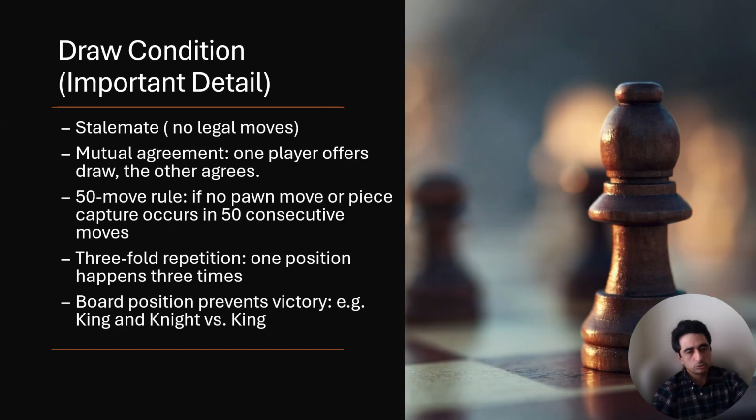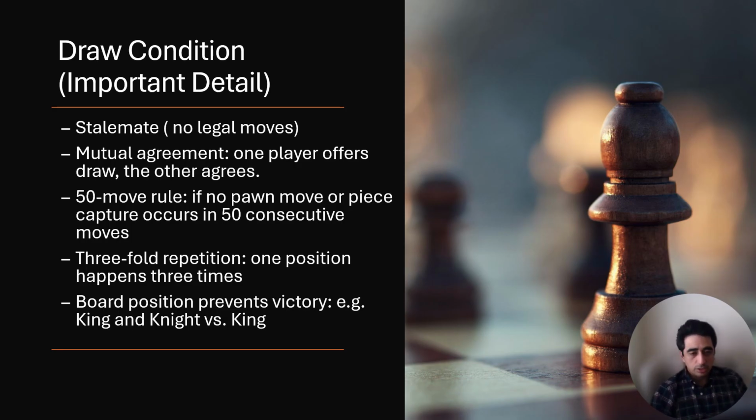Let's quickly look at the draw conditions. We have five possibilities for a draw in the game of chess. One is a stalemate, which basically means the player who wants to make a move has no legal moves, and therefore we call that a stalemate. That's the first condition of draw. The second one is mutual agreement, like one player offers a draw by just moving their hand toward the other player in a real chess setting, and then the other player either agrees or disagrees. If they agree, then they will have a drawn game.